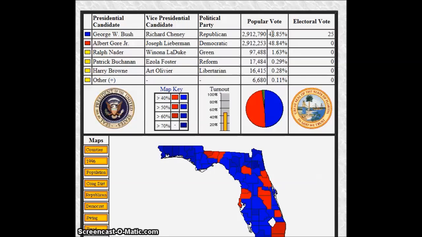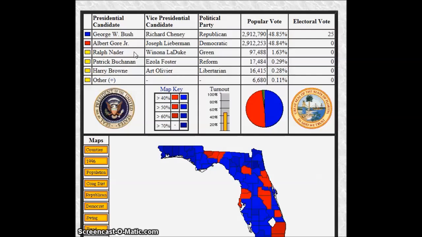And here's where the third party candidates come into play. If you see right here, the Green Party candidate, Ralph Nader, ran as a third party candidate, and the 97,000 plus people who voted for Nader, you would typically think would vote Democrat. So if Nader wasn't there, and even just a couple percent of Nader's total votes go to Gore, the election swings the other way.